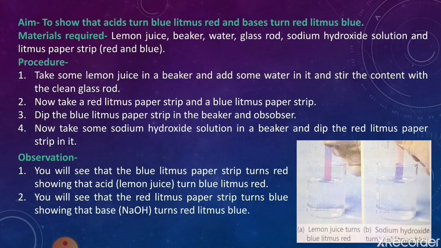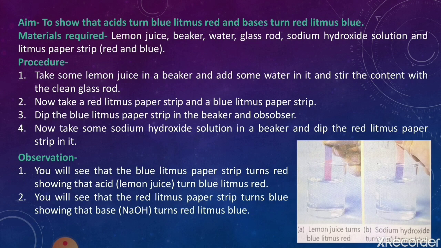Now we have to see what the color change is in blue litmus and red litmus paper when they react with acids or bases. For this we need some materials: lemon juice, because lemon juice contains citric acid. Then we need a beaker, water, glass rod, and sodium hydroxide solution, which is a basic solution, a base. Then we need litmus paper strips, both red and blue.